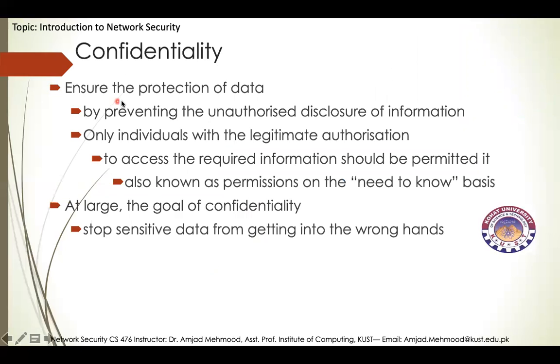Confidentiality ensures protection of data by preventing unauthorized disclosure of information. Only individuals with legitimate authorization to access the required information should be permitted, also known as permission on a need to know basis. So if you have permission, you can access it, otherwise you will not be allowed to access that information. This is where confidentiality lies. At large, the goal of confidentiality is to stop sensitive data from getting into the wrong hands.